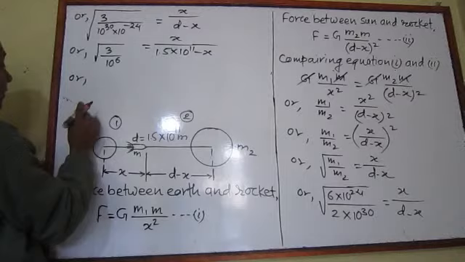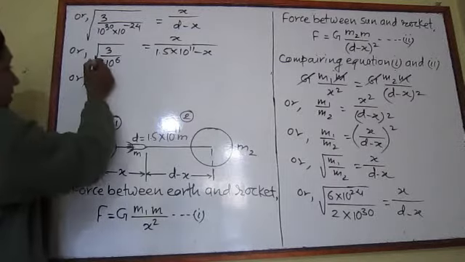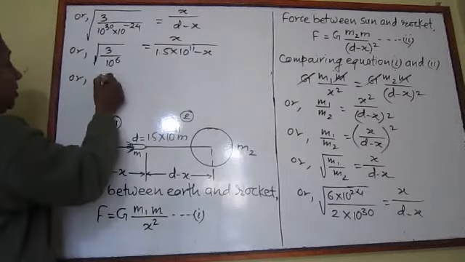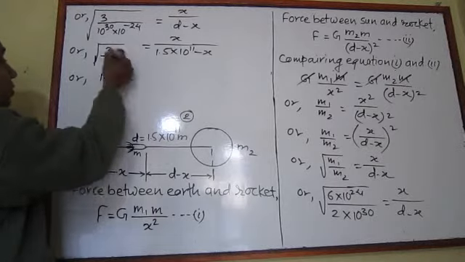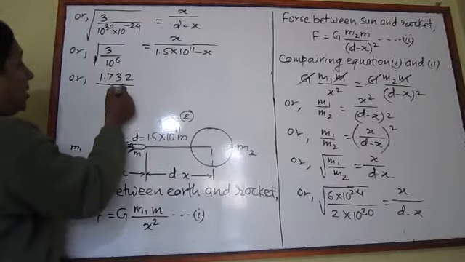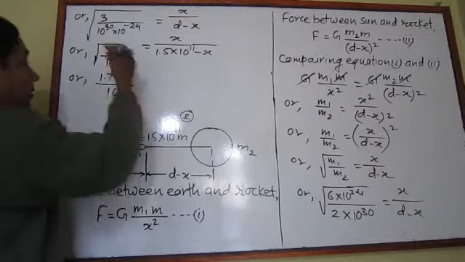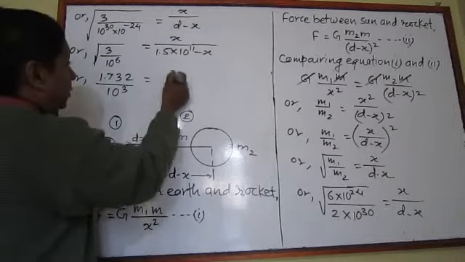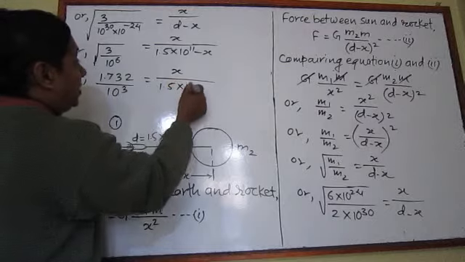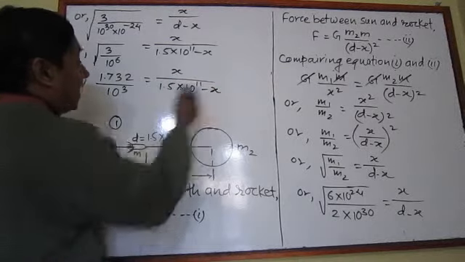If the root is taken out, if the root is removed, then we will have 1.732, root over 3, equal to this, and 10 to the power 6 becomes what? 10 to the power 3. If the root is removed, this is equal to x upon 1.5 into 10 to the power 11 minus x.